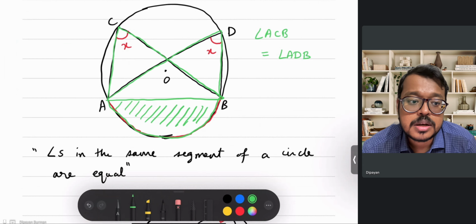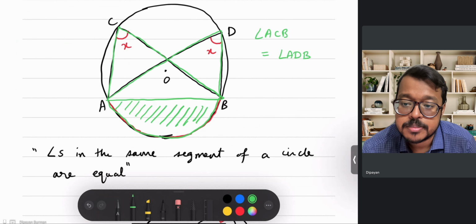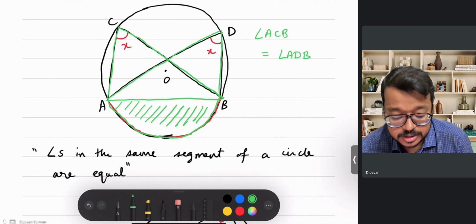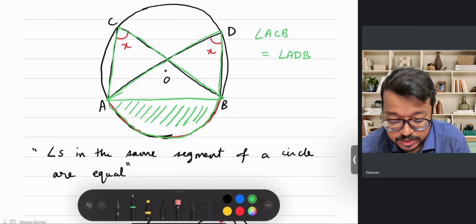We can think of the logic as something related to the previous theorem, angle ACB, and if I look at angle AOB.